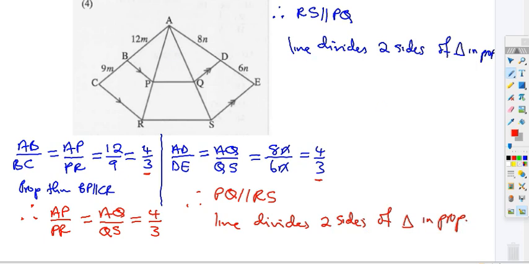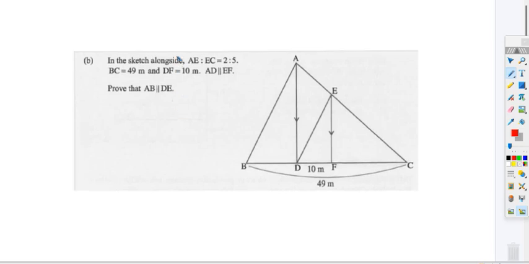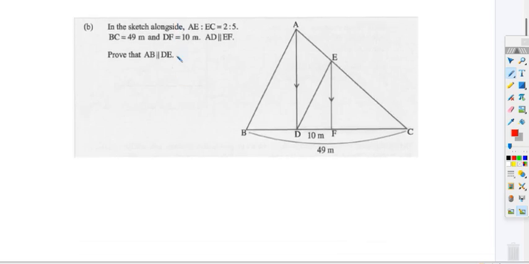All right, let's go to another question. This should be the last question there. In the sketch alongside, AE to EC is equal to 2 over 5. I like writing it this way: AE over EC is equal to 2 over 5. Remember, this is just the same. And then BC is 49 meters and DF is 10 meters. There is our BC, the whole side, and this is our 10 meters. And it is given that AD is parallel to EF.